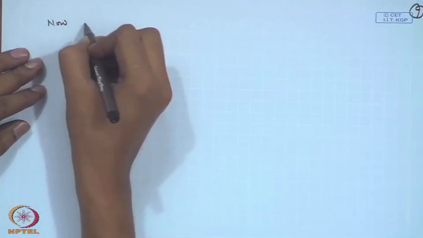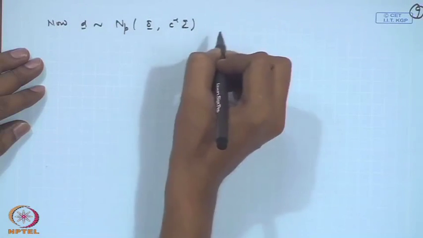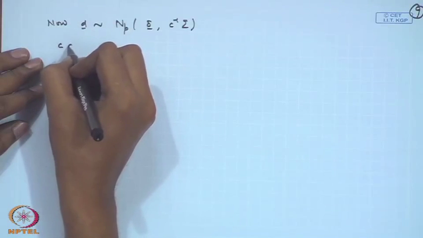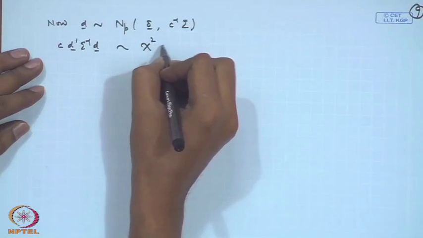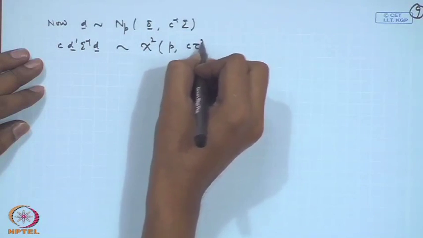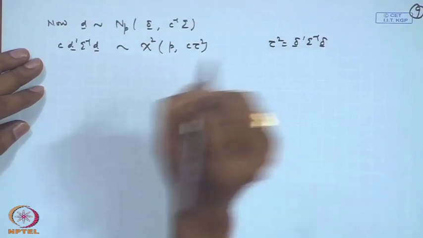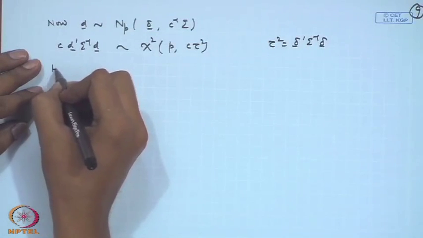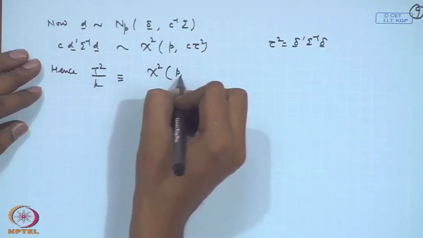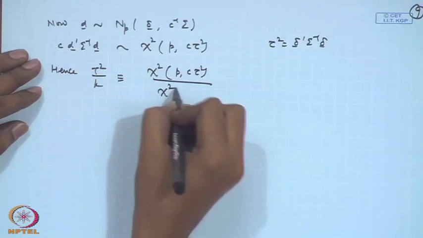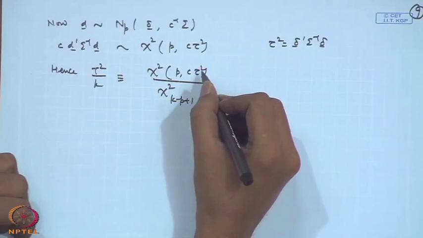Now, D is following multivariate normal. So, if I consider c D prime sigma inverse D, that will have chi square with p and c tau square, where tau square is equal to delta prime sigma inverse delta. Hence, your T square by k is actually chi square p c tau square divided by chi square k minus p plus 1. So, this is the ratio.